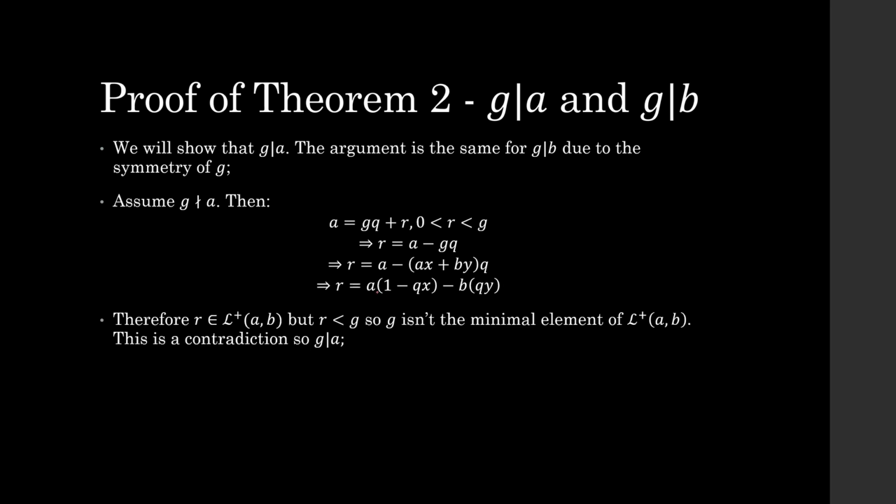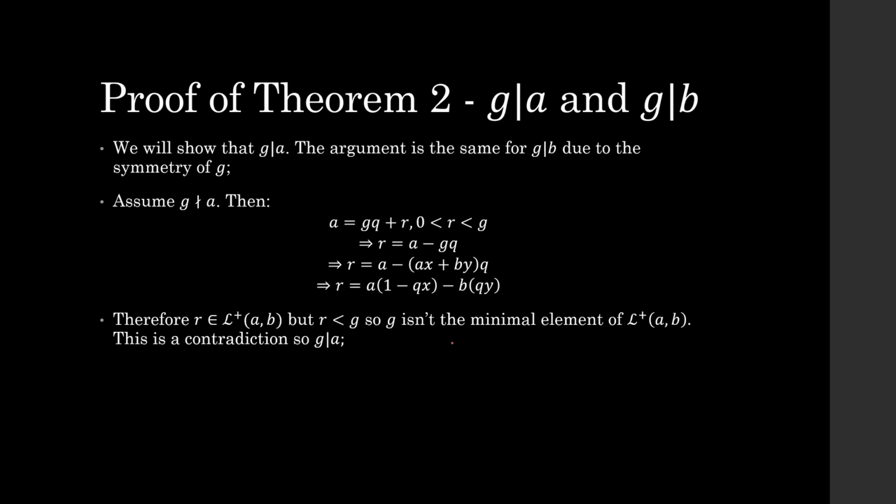And so, well, 1 minus QX, that's an integer. QY is an integer. So that means that this here, A times (1 minus QX) minus B times QY, is a linear combination of A and B, right? So R is going to belong to the positive linear combinations of A and B. How do I know that this is positive? Well, we have here that R is bigger than 0. That's just given, right? But R is smaller than G. So G can't be the minimal element of the positive linear combinations of A and B, right? And we know that R is smaller than G once again by this restriction here.